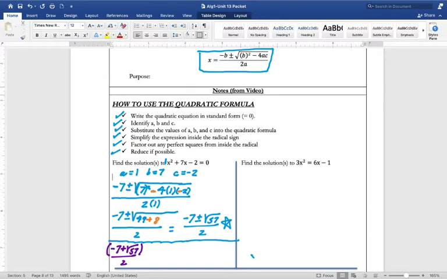And let's round this to thousandths. So this would be 0.275. There's one answer. Okay. Now our second answer is going to be negative 7 minus the square root of 57 over 2. So that's going to be negative 7 minus the square root of 57. And then I'll cut that in half. For this one, I get negative 7.275.